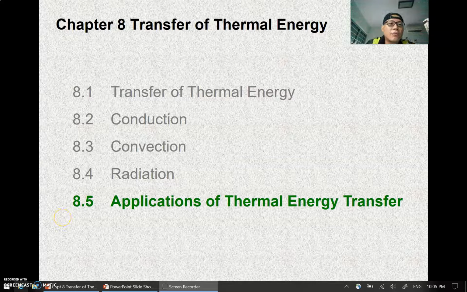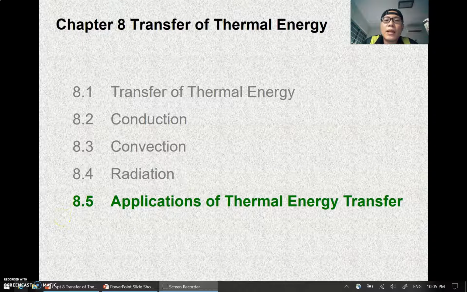Okay, good evening everybody. Today will be the last section of chapter 8, whereby we'll deal with the applications of heat transfer. Before we move on, one thing I'd like to highlight to get everybody on the same footing, the same benchmark as me.